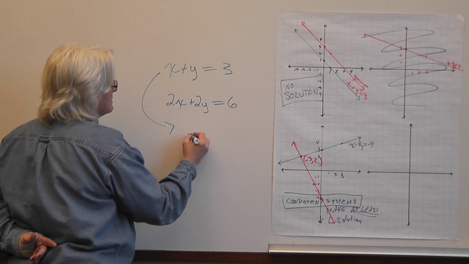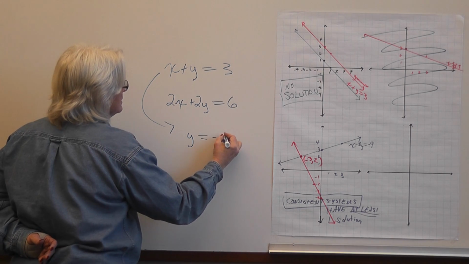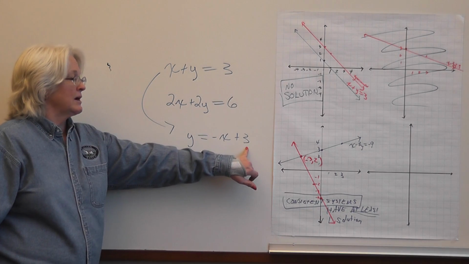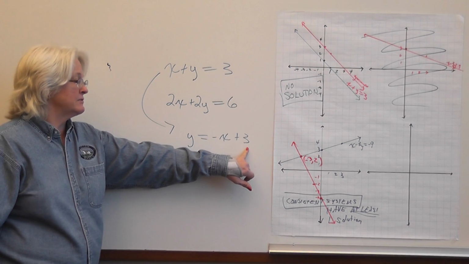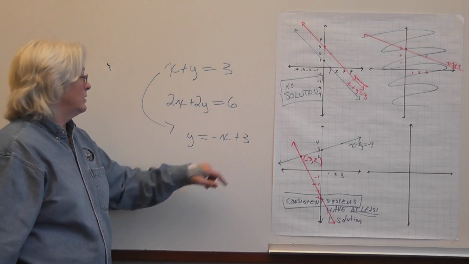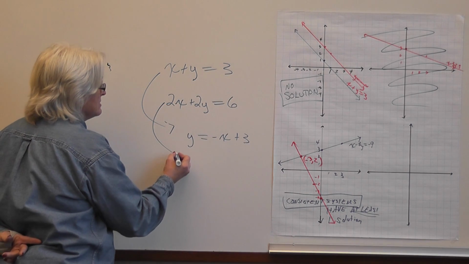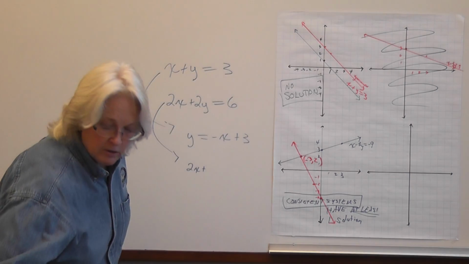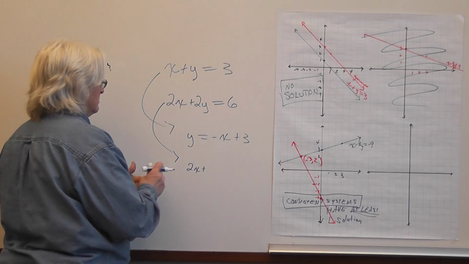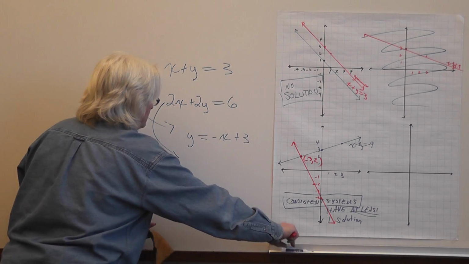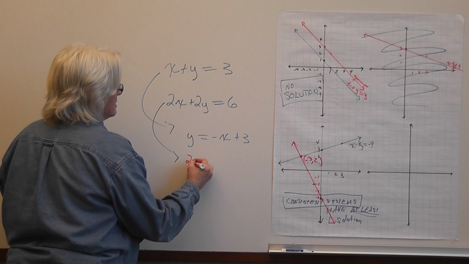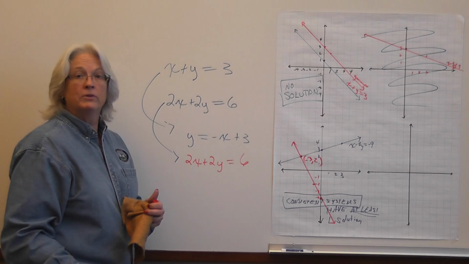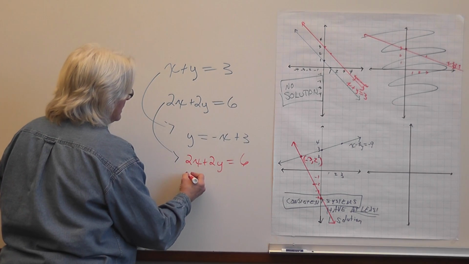This one in slope-intercept form, y is equal to -x plus 3. Graph this, the y-intercept is +3, slope of -1. See what happens here. 2x, let me use a different color marker. 2x plus 2y is equal to 6. We're going to put this into slope-intercept form of the line.